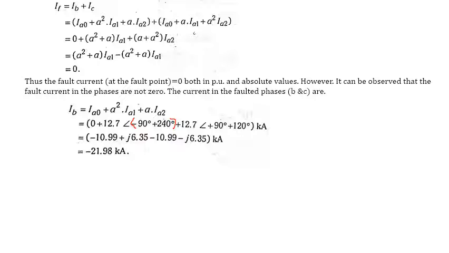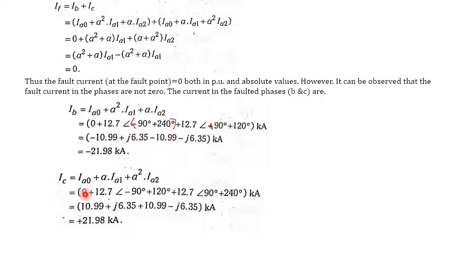So if it is positive, this is going to be negative; if it is negative, this is going to be positive. IA1 is opposite to that, because IA1 is equal to minus IA2. So this is plus 90 degrees. What is the a value? It is 120. Substitute this, do the simplification, and we will get minus 21.98 kiloamperes.